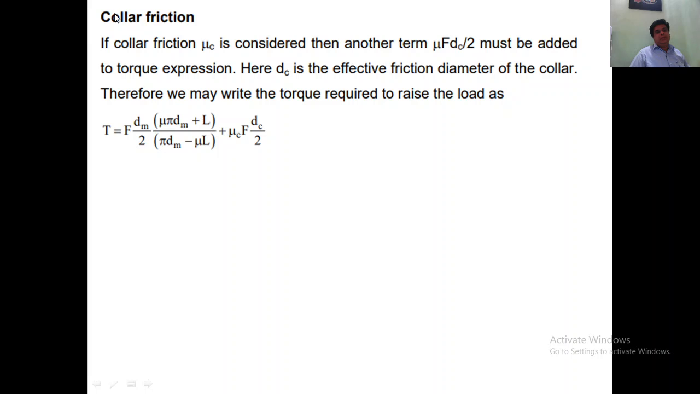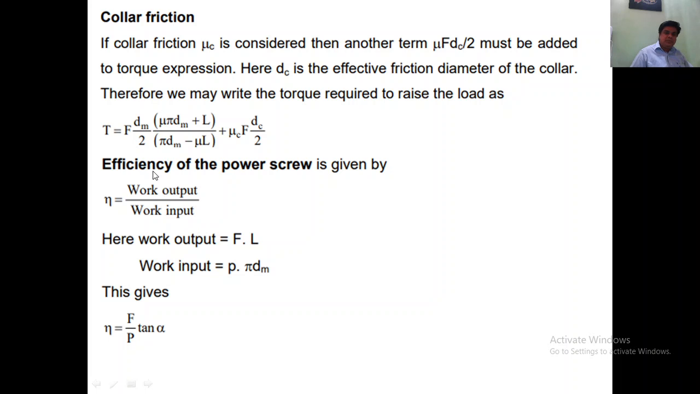So if you take the collar friction, the extra torque, what you just saw now, is to be added to the torque that you had analyzed, the equation that you had derived in the earlier sessions. If you add these two torques, the collar friction torque and the regular screw torque, we get the total torque required to raise the load.